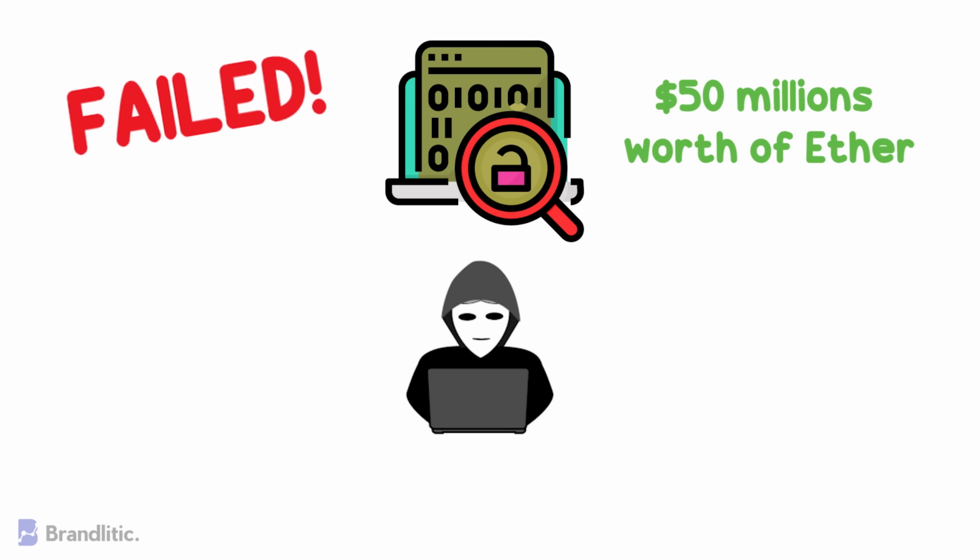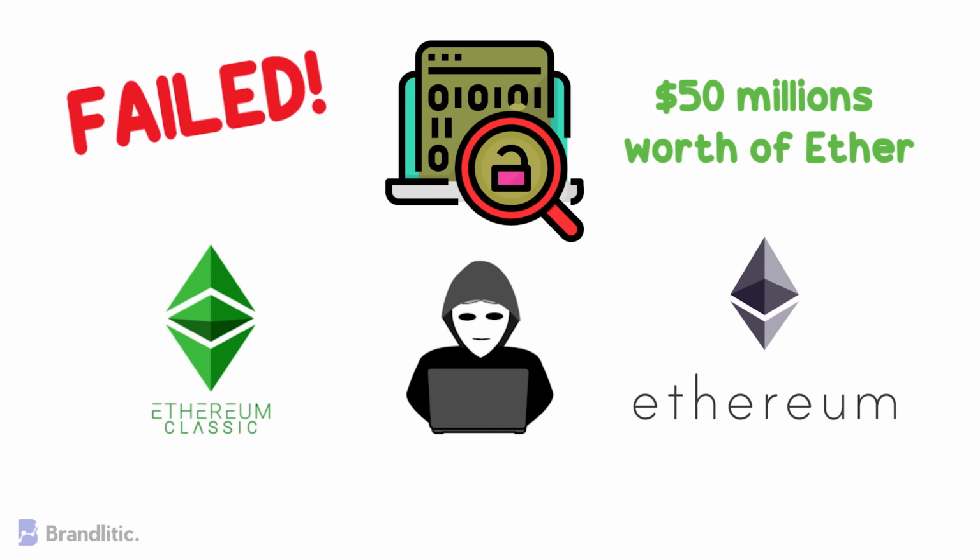In fact, the hack was so influential that it directly led to a hard fork of Ethereum. Most of the Ethereum community agreed to roll back the blockchain to its previous state to undo the attack, while the rest rejected the rollback and insisted that code is law. And now the former group is called Ethereum today, while the latter one is called Ethereum Classic.